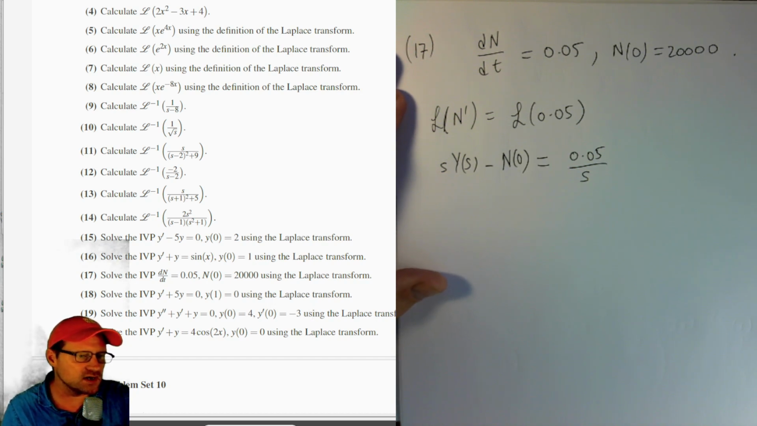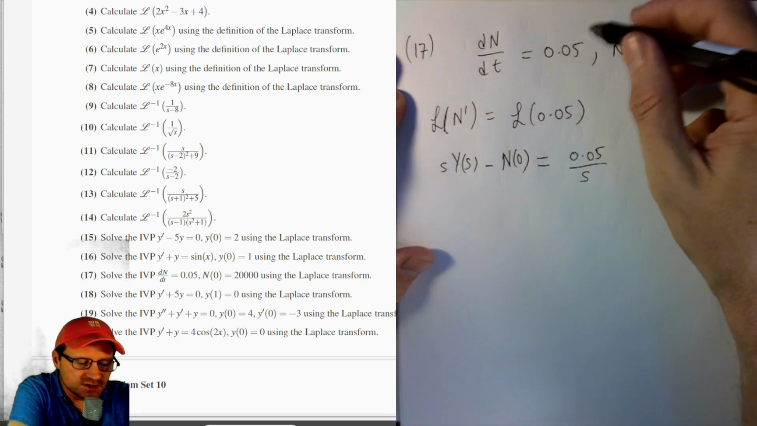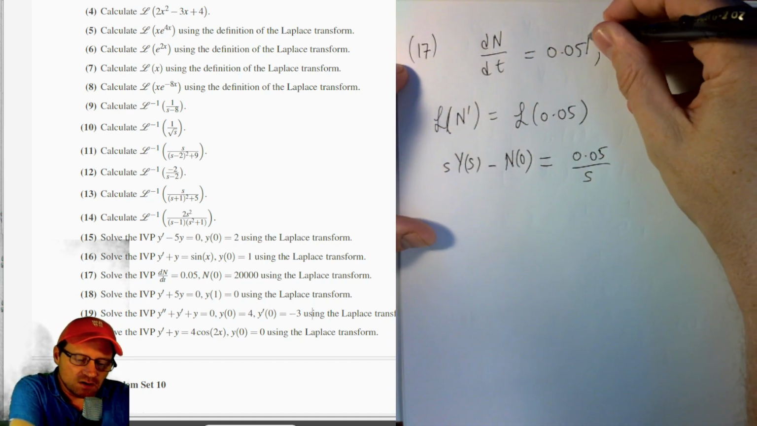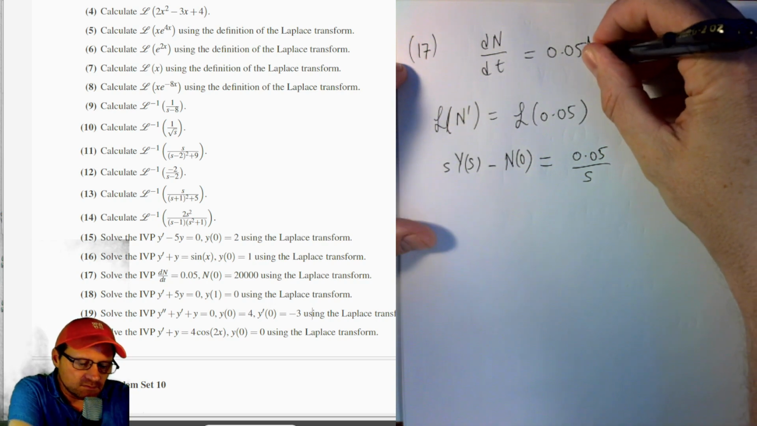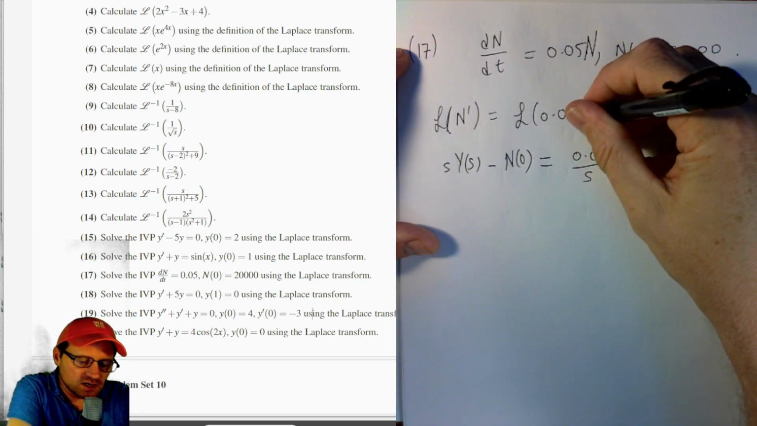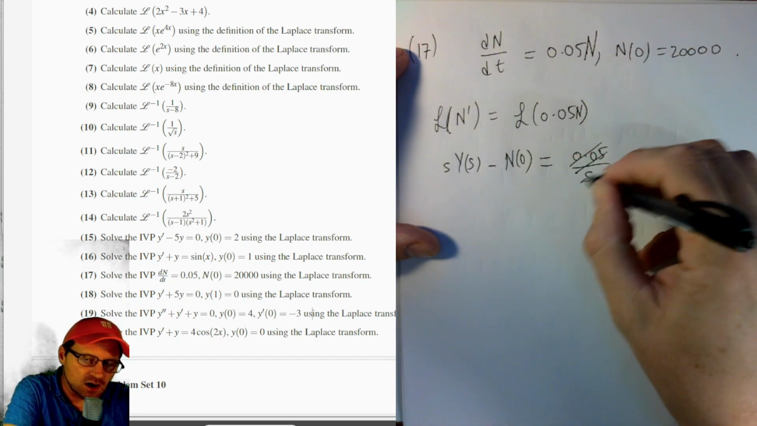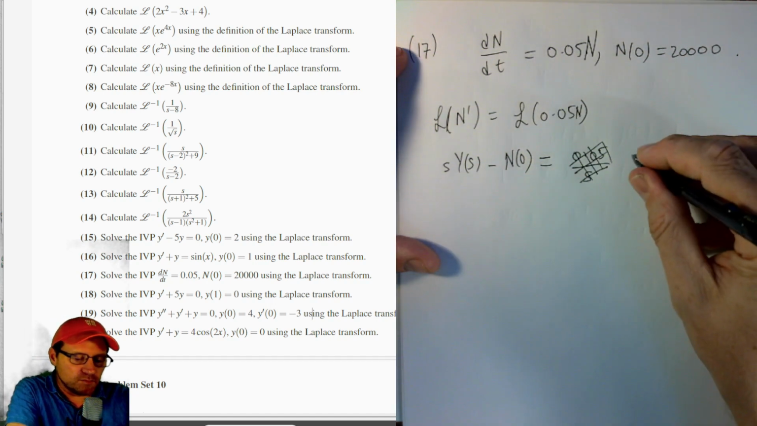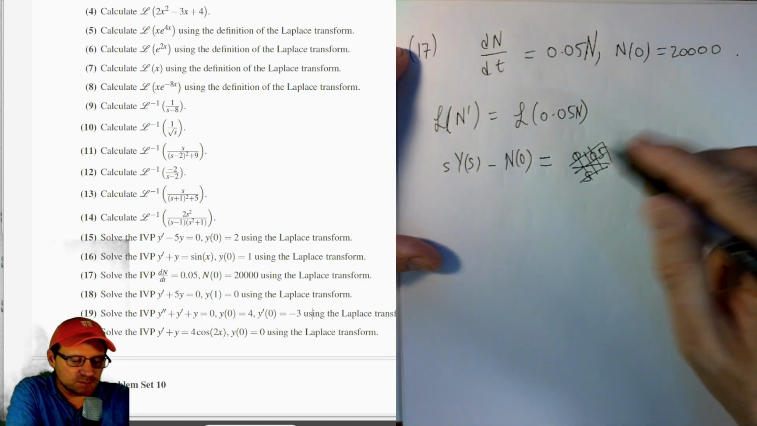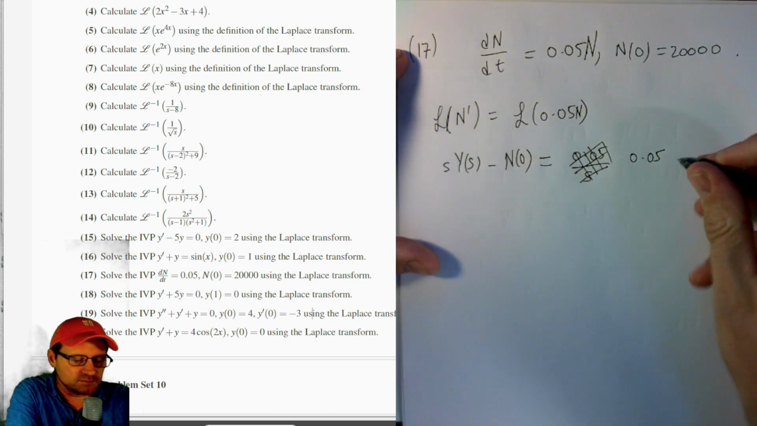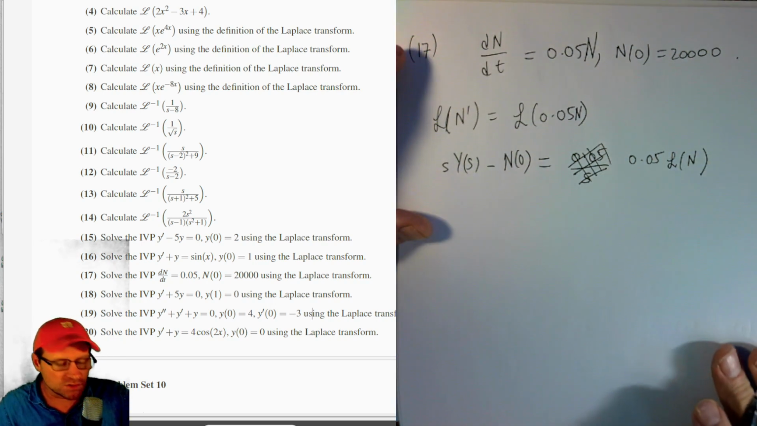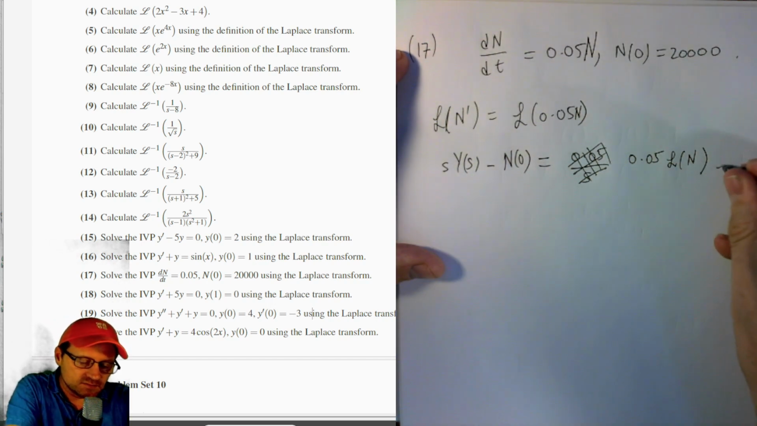No, have I written down the question wrong? Yeah, I have. Yes. There's a typo in my PDF there. So let's just insert here an uppercase N. Okay, and so then I'll have to put an uppercase N here, and that makes this not 0.05 over s, but instead 0.05 times the Laplace transform of N, which will be 0.05 Y(s).